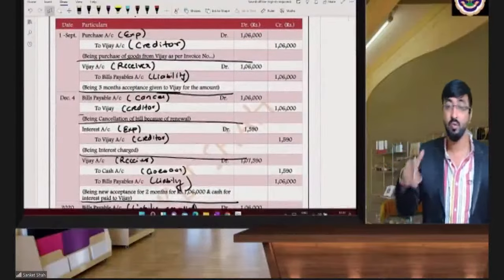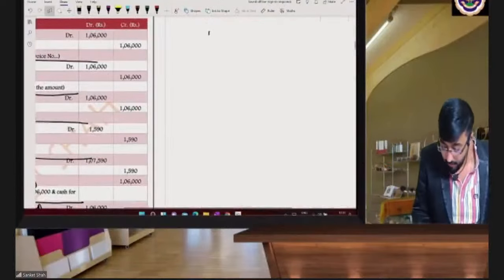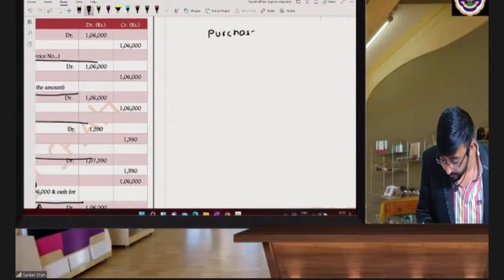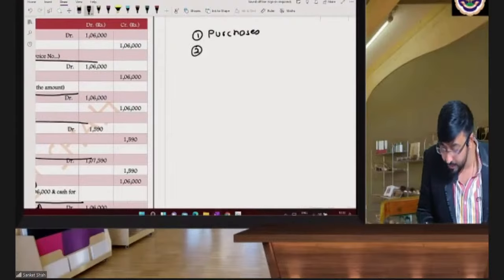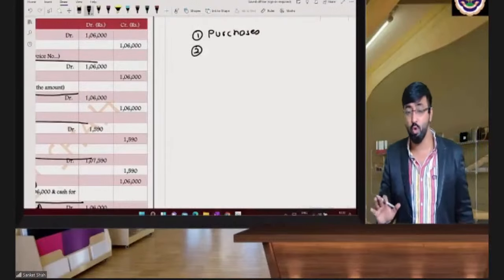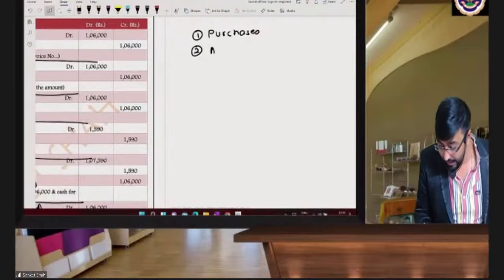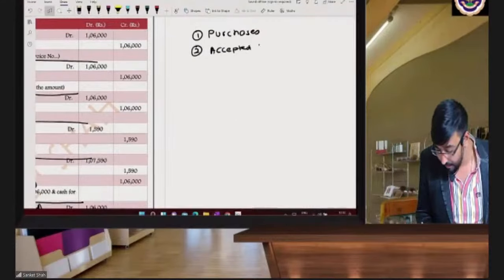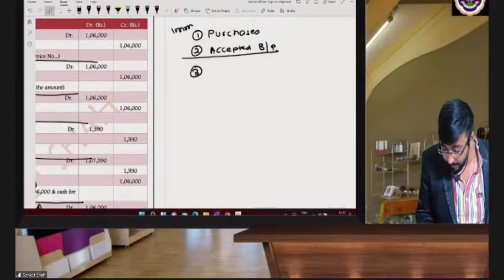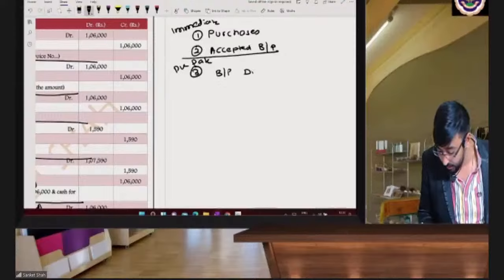See beta, the sequence in exam, what you can do? First write down the sequence. So here, how to remember? First entries of purchases. Many students are finding this difficult, so I'm giving you one simple solution for this. You just note down the sequence. First is the purchases, then accepted bills. Accepted means bills payable. Now on due date, bills payable dishonor.